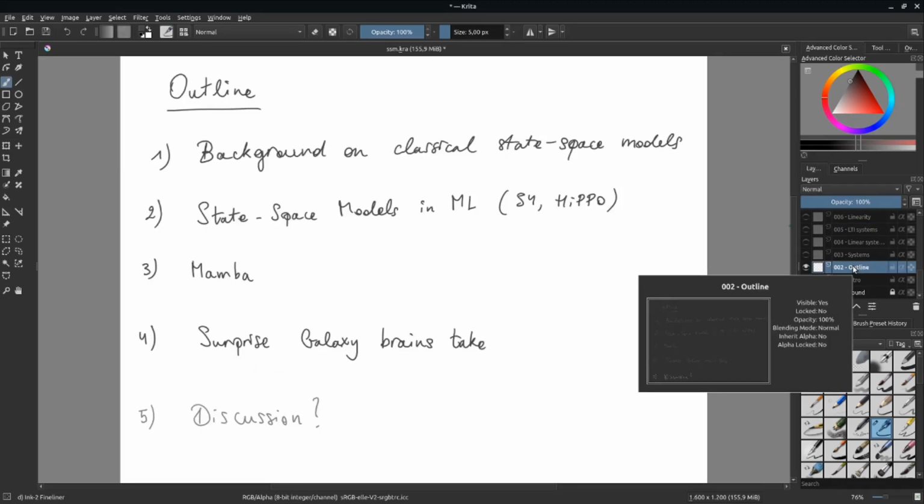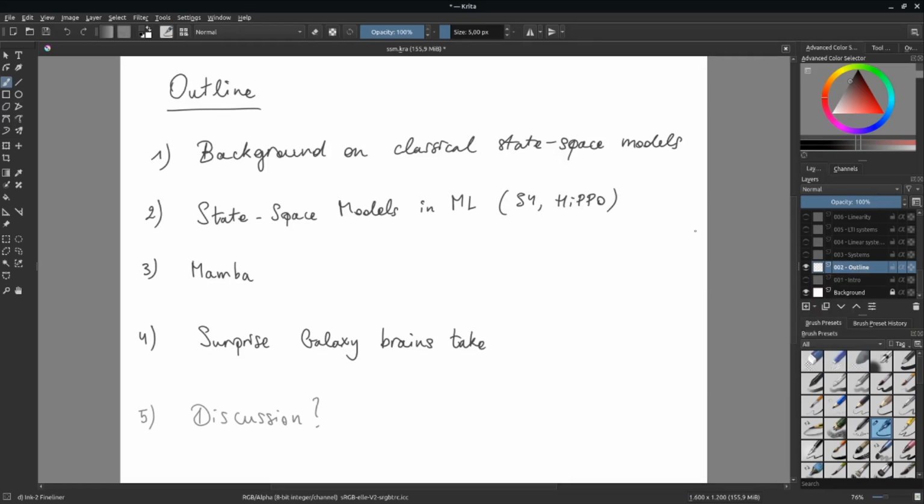To give you a brief outline, the first part will be just a background on classical state space models. They're a super old, super classic approach in science and engineering, and so that's where they come from originally.